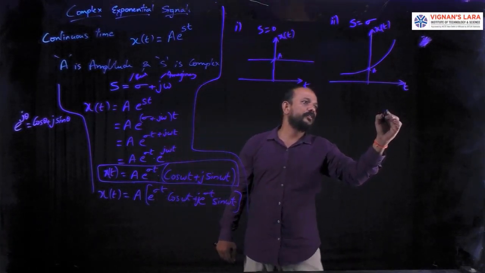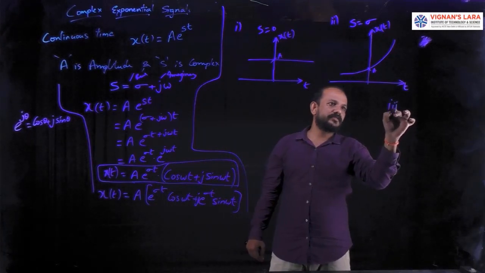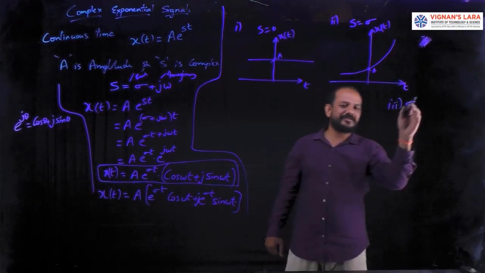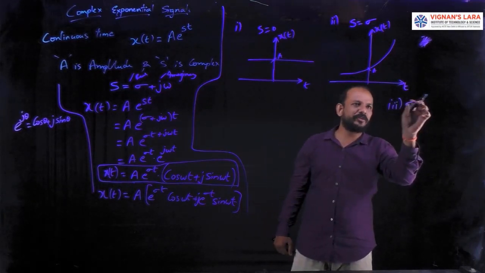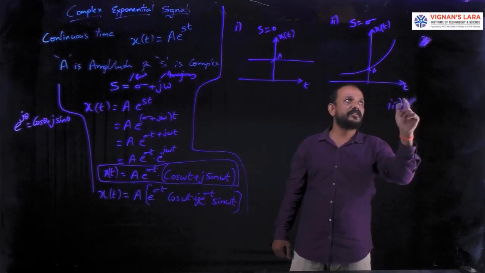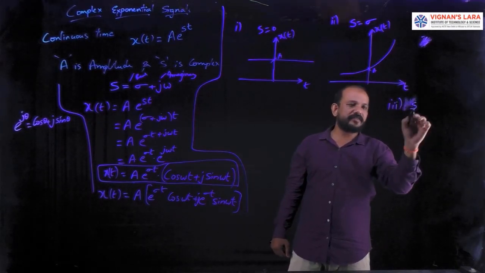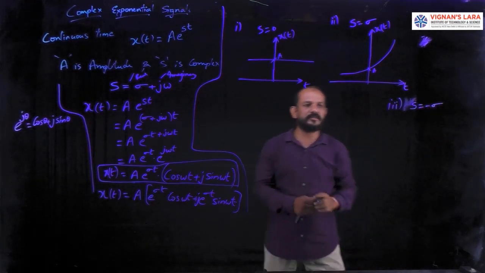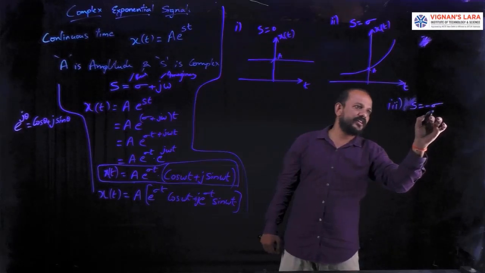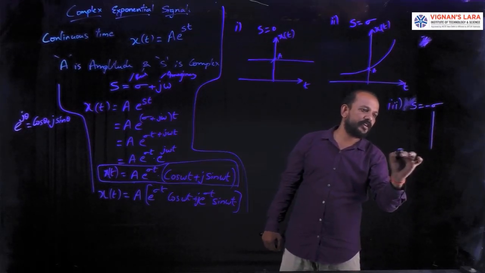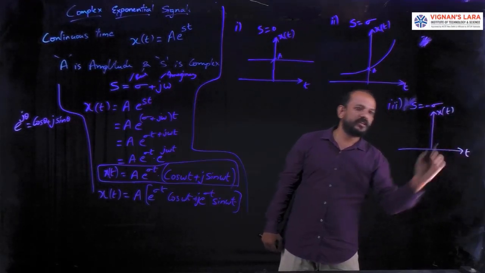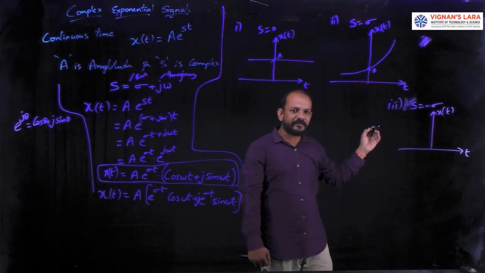Okay, third case. Sigma value is less than 0, negative. It is minus sigma, or simply you can write s equal to minus sigma. So with a negative value, there is a decaying exponential. How can you write it? This is x of t, this is t. So that will be a decaying exponential.